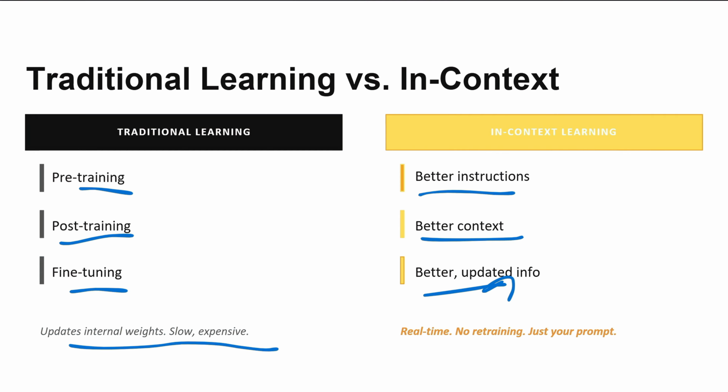And with modern AI tools, this becomes even more powerful because you can guide the model using external tools like search or databases to give it access to up-to-date information.